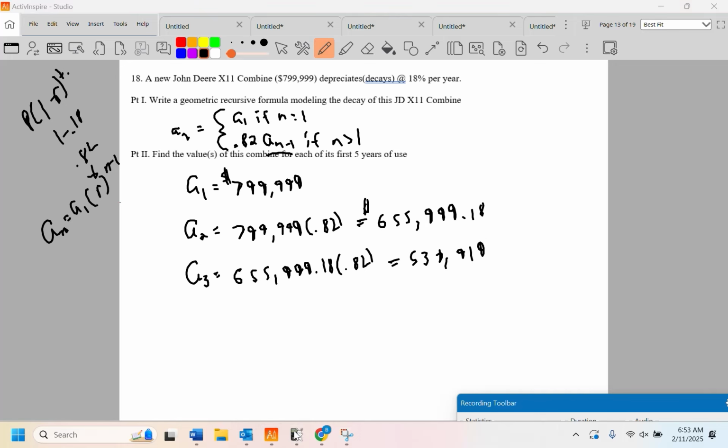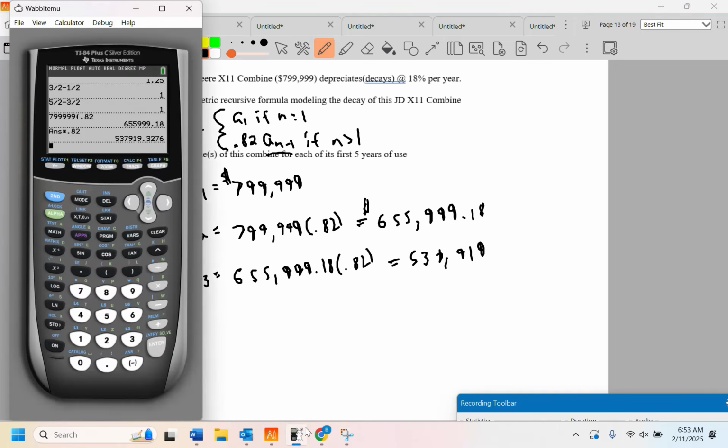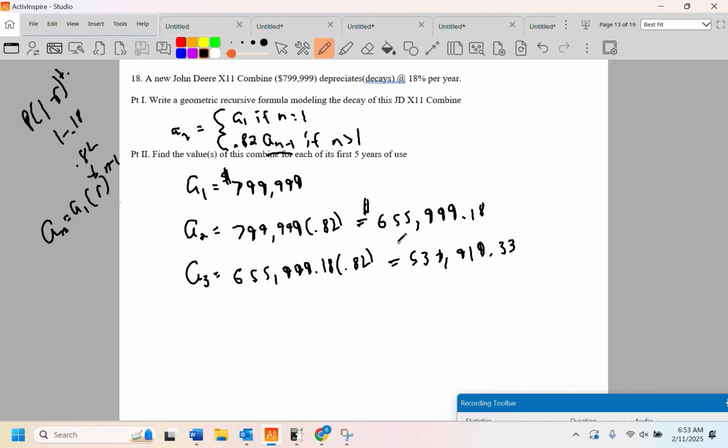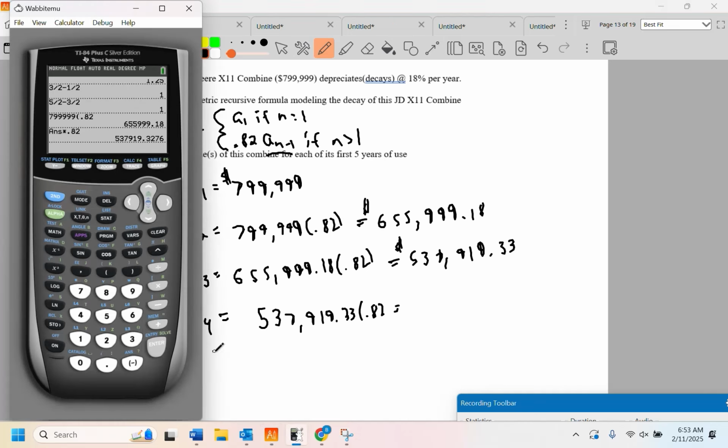And how many pennies? 33 cents. And the fourth year is going to be that number right there, 537,919.33 times 0.82. That's the gist of this stuff. It's not a hard problem. Are a lot of my kids going to miss this one? Oh, yeah, they are. Way too many.